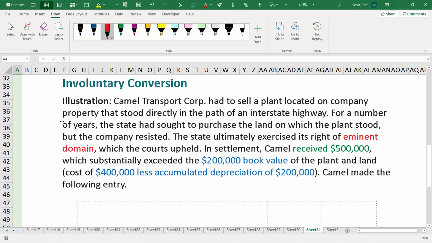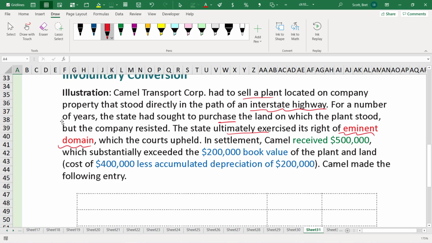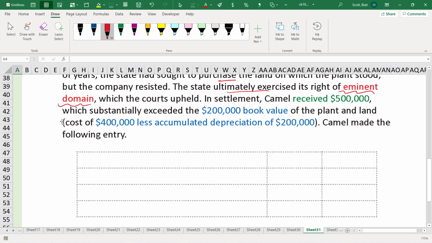We're going to go through an example now. So Camel Transport Company had to sell a plant located in the company's property that stood directly in the path of an interstate highway. For a number of years, the state had sought to purchase the land from the company in the path of the interstate. The state ultimately exercised its right of eminent domain, which the courts upheld. That means it's gone. In settlement, the company received $500,000 as compensation. That's what happens in eminent domain.